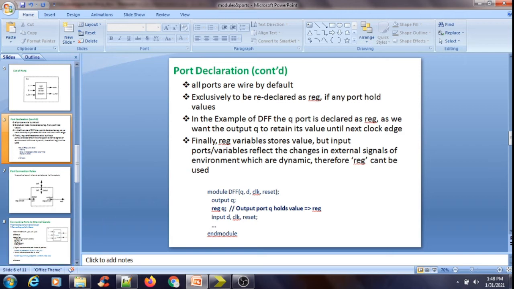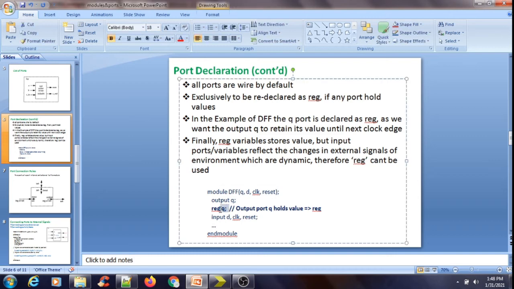For example, in the definition of your module D flip-flop, I want the output Q to retain its value until the next positive clock edge. If it has to retain the value, a wire or a net cannot do that, because they do not act as a storage element. So I definitely have to declare the output Q with the reg keyword. You can see here also, reg Q.